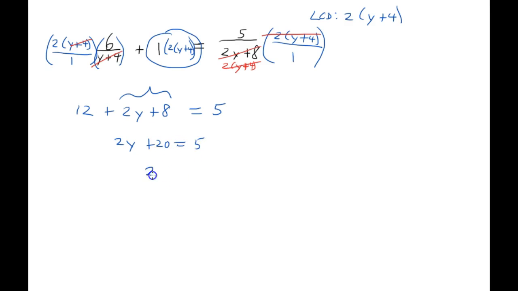Subtract 20 from each side, and you get 2y equals negative 15. And so you get y equals negative 15 halves. And that's going to be your answer for this problem. I hope that helps.